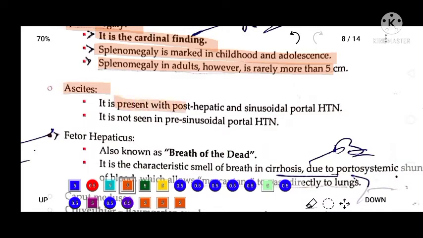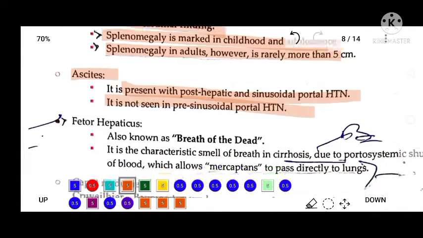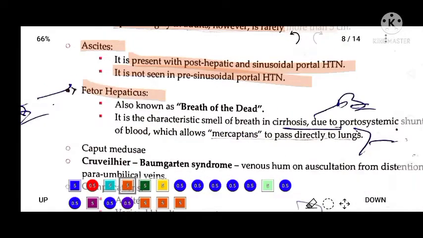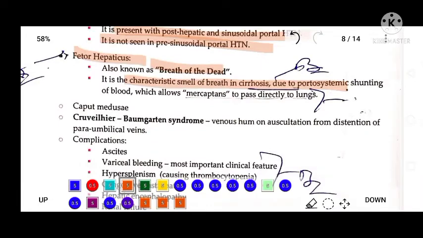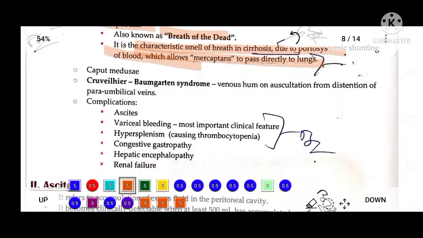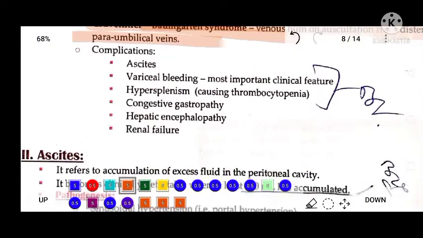Ascites occurs with post-hepatic and sinusoidal portal hypertension, not seen in pre-sinusoidal hypertension. Fetor hepaticus is also known as breath of death, characterized by the smell of breath in cirrhosis due to portosystemic shunt of blood, which allows mercaptans to pass directly into the lungs. Caput medusae and Cruveilhier-Baumgarten syndrome, where the umbilical vein will be distended, and the complications will be ascites, variceal bleeding, hypersplenism, congestive gastropathy, hepatic encephalopathy, and renal failure.